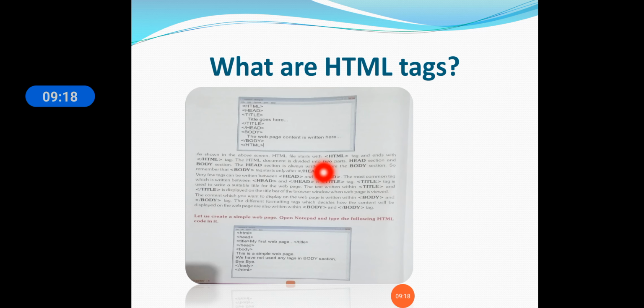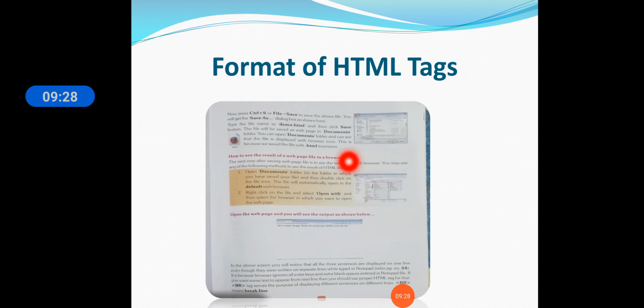Now you can see here we have studied the head, title, HTML, and body. We have also seen how to save that file with .html and run the result on the web browser. How can we see the result? We can double click on the saved file and open it, or right click and open it, and we can see the result here.